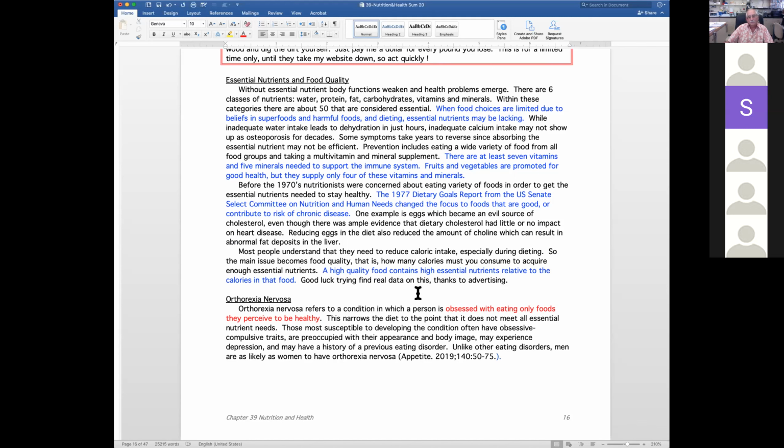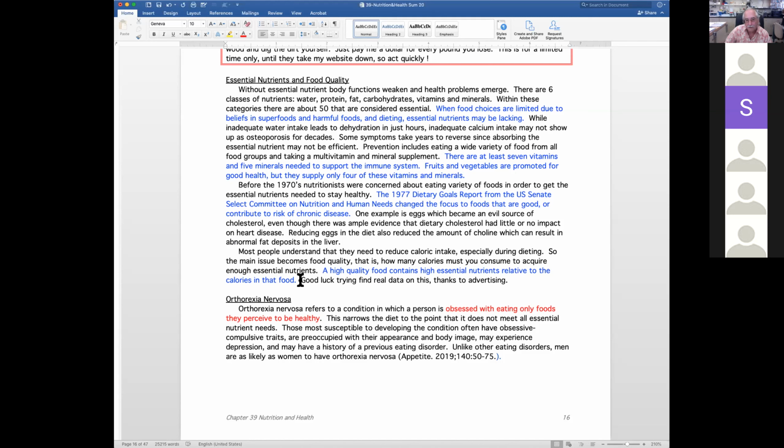So what is a good quality food? That's a food that has a lot of essential nutrients relative to the number of calories that's in that food. So when I go buy a prepared food, which is highly processed, they're going to put fat in it because that tastes good. That means you're going to go back and buy that product again. So that may not be a high quality food because to get that amount of nutrients, you have to take in a lot of calories that aren't really quite necessary.